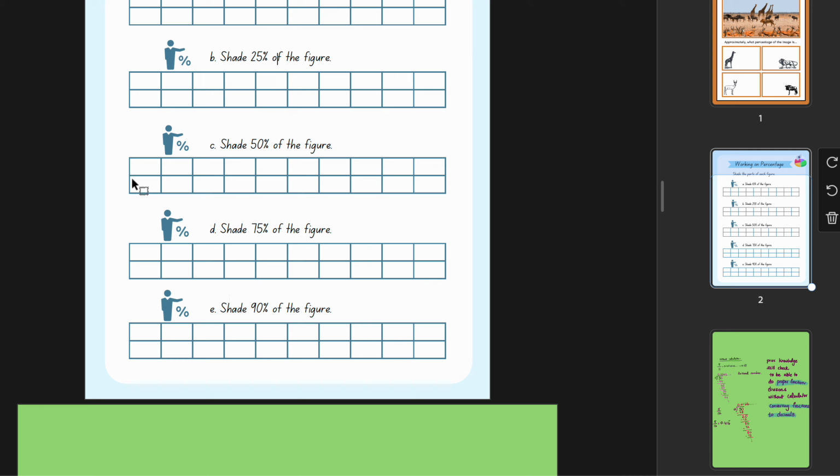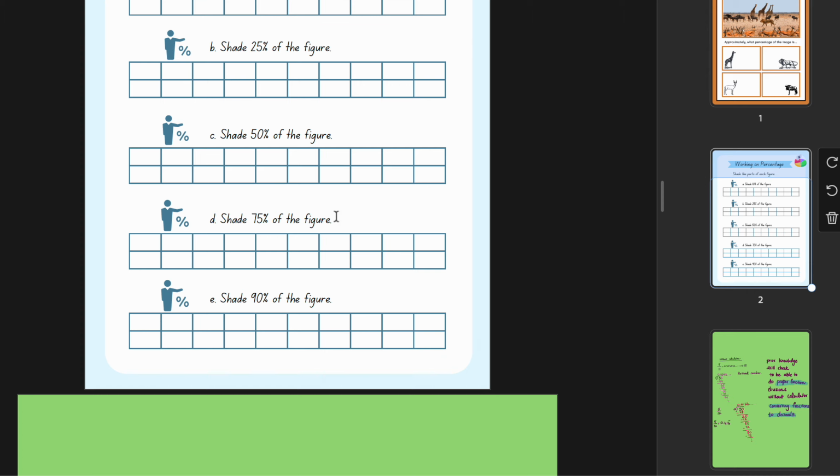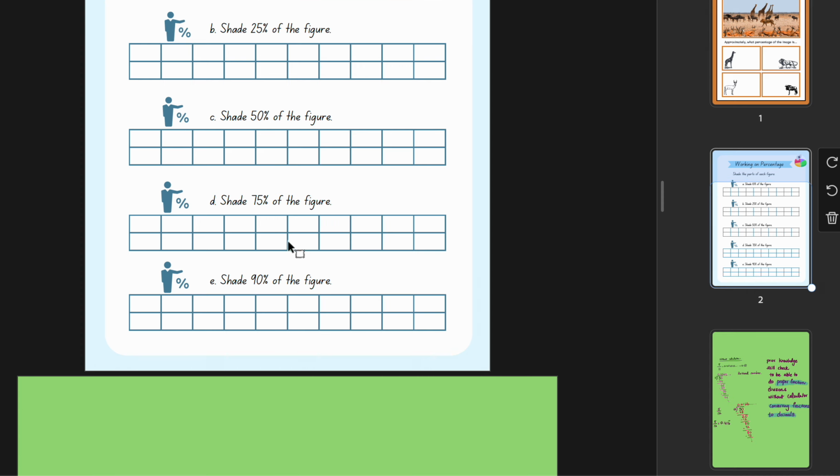Next, 50%. Everybody should know 50% is half, so we would choose to color all of this, right? You can do it this way or you can do it this way. It's up to you. Then 75%. Again, half plus 25%. We figured out half is 1, 2, 3, 4, 5. That's 50%. Then 10, 20, and a 5. That would be 75%. Then 90% means you would have shaded entirely, leaving just these two blank.